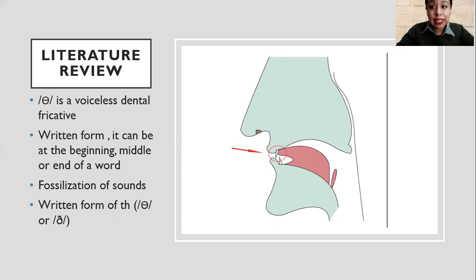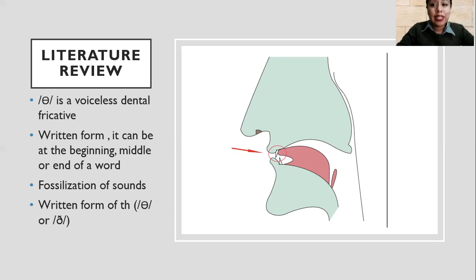The upper teeth, for the dental, are involved with the tip of the tongue, which creates the dental part. As we can see in the image, there has to be the two combinations, okay? So when the two forms are produced, sometimes students have difficulty in pronouncing them. When we see a word in written form, the TH can be in the beginning, at the middle, sorry, or at the end of a word.